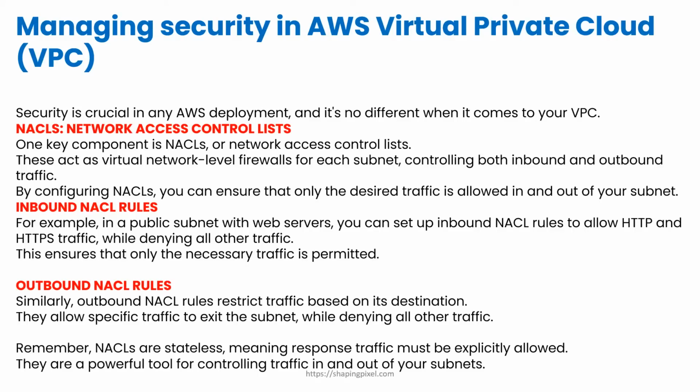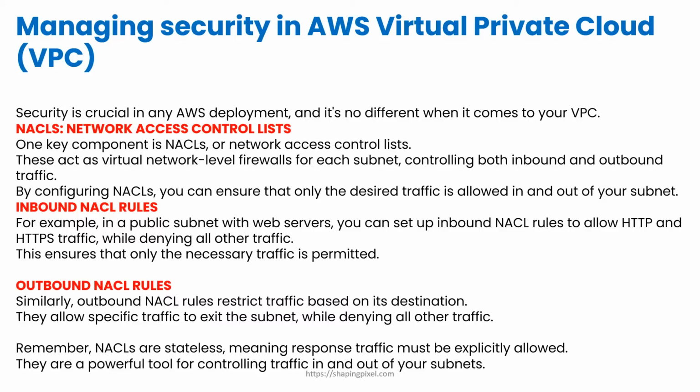Managing security in AWS Virtual Private Cloud. Security is crucial in any AWS deployment, and it's no different when it comes to your VPC. One key component is NACLs, or Network Access Control Lists. These act as a virtual network level firewall for each subnet, controlling both inbound and outbound traffic. By configuring NACLs, you can ensure that only the desired traffic is allowed in and out of your subnet.